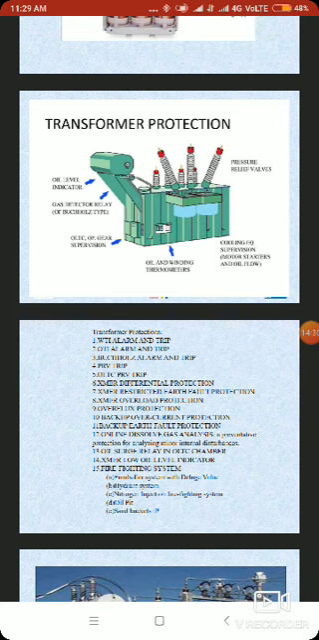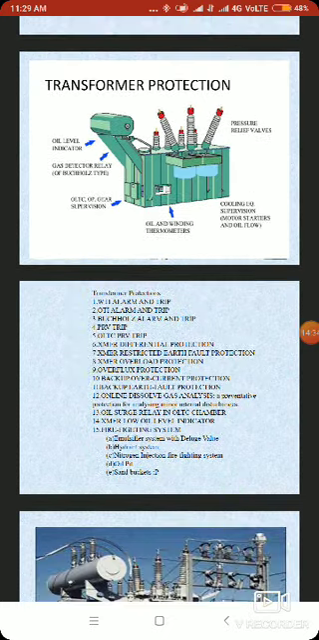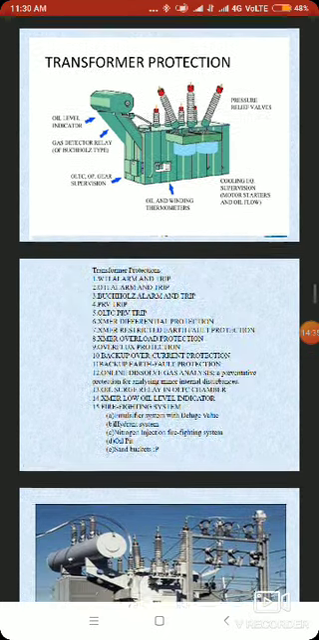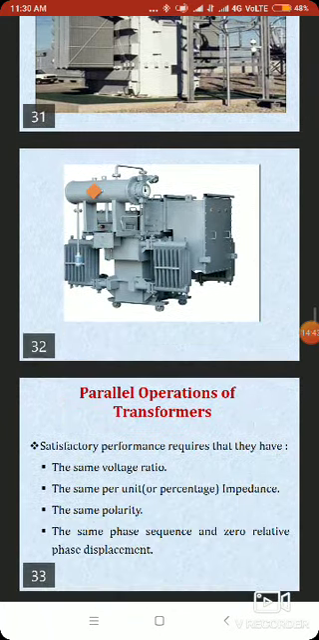Then the firefighting system. We have got the emulsifier with deluge valve, then hydrant, nitrogen injection, oil pit, then sand buckets. This is just a picture of a transformer.